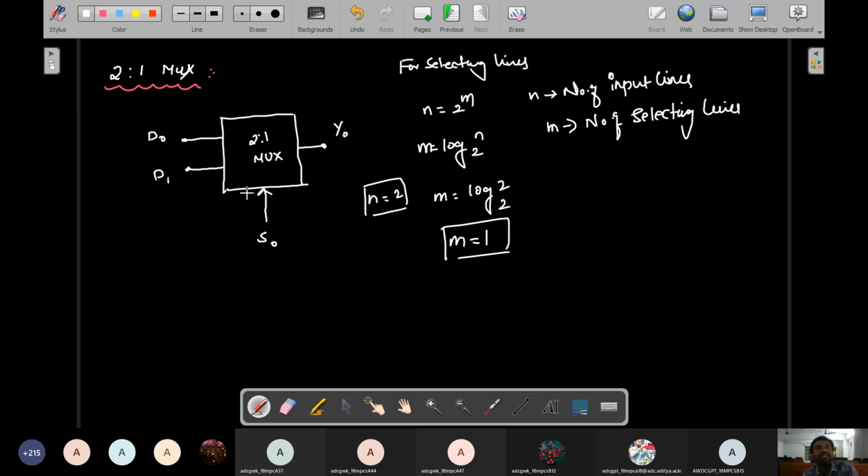So that is the theory of the multiplexer. Right now, this is the 2:1 multiplexer. First of all, I'll explain: here two inputs are there, and one selecting input. The selecting input is nothing but a digital value.